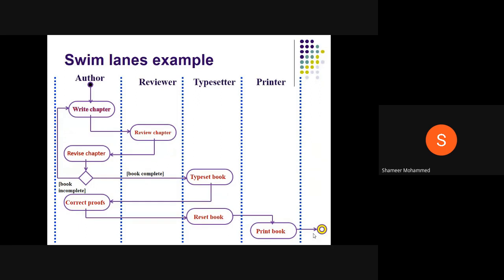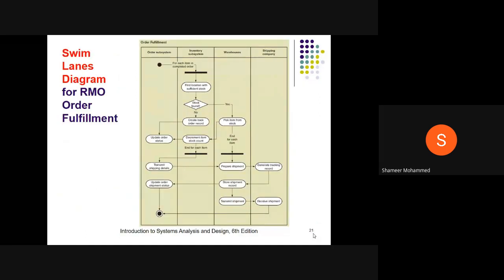In draw.io. Now we will consider one sample example, order fulfillment system. You can see here, these are the swim lanes. Order subsystem is responsible for these activities. Inventory subsystem is responsible for this. Warehouse for this. Shipping this. Start, end.